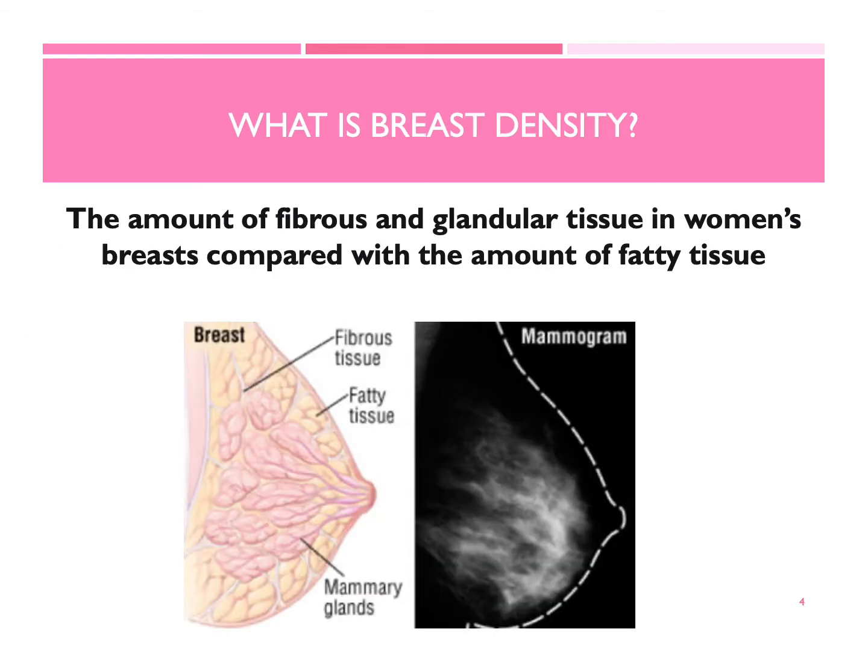What is breast density? Breasts consist of 3 types of tissue, and breast density is the amount of these tissues in comparison with each other. The definition is the amount of fibrous and glandular tissue in a woman's breast compared to the amount of fatty tissue. And in the mammogram image on the right here, we see this white part, which represents dense breast tissue.